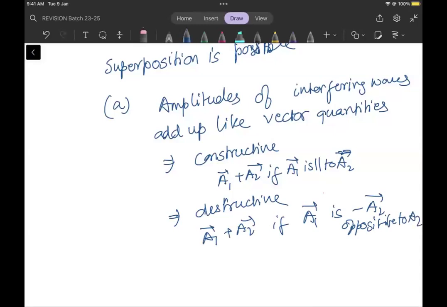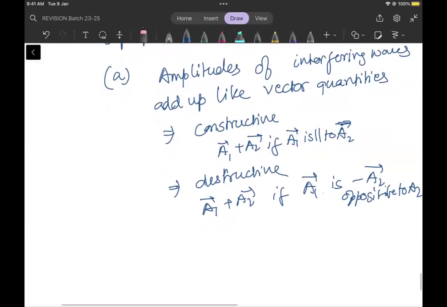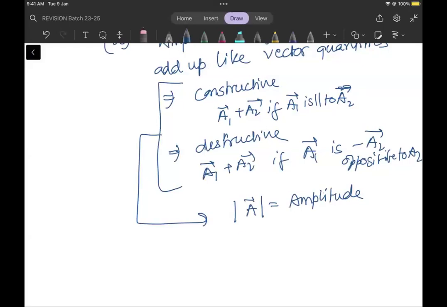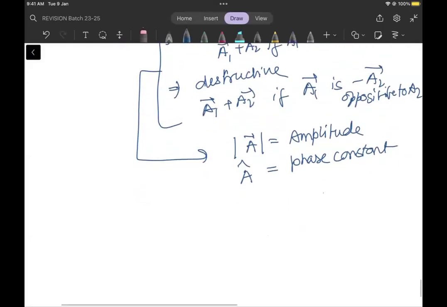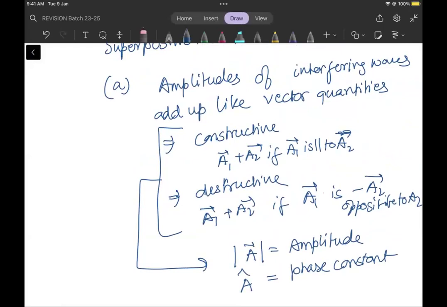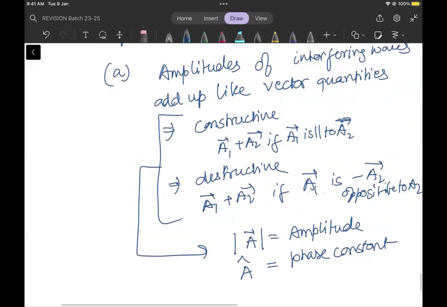Where is this minus and plus coming from, what is happening, how did amplitude become a vector? So you don't really need to worry about this, because as I discussed in SHM, the magnitude of the vector that I have written is equal to the amplitude of the wave, and the direction of this vector is the phase constant of the wave, right? So the first thing we have to understand is that amplitudes of interfering waves add up like vector quantities.